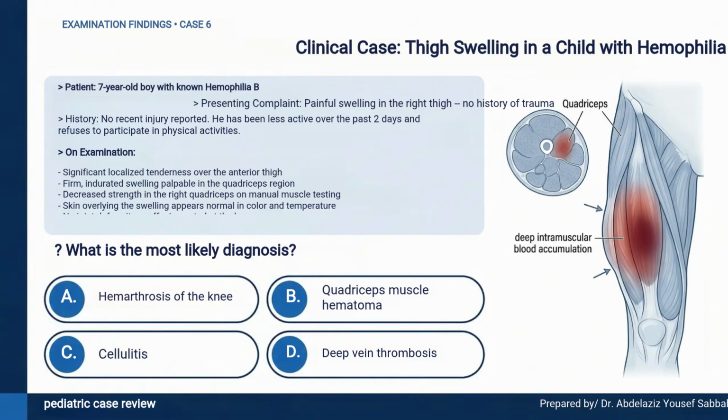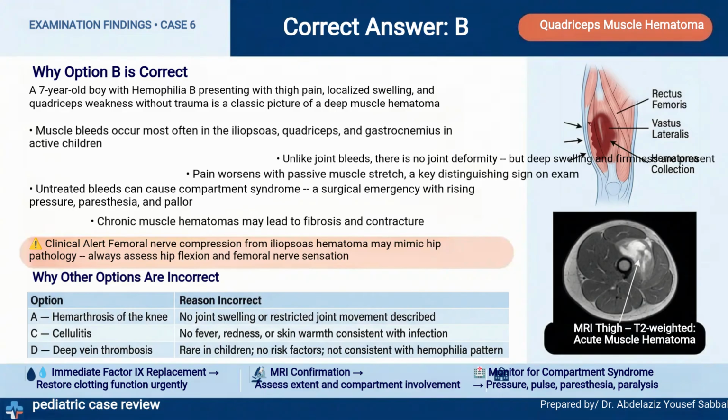Option A, hemarthrosis of the knee. Option B, quadriceps muscle hematoma. Option C, cellulitis. Option D, deep vein thrombosis. The correct answer is option B, quadriceps muscle hematoma. A 7-year-old boy with hemophilia B presenting with thigh pain, localized swelling, and quadriceps weakness without trauma is a classic picture of a deep muscle hematoma.